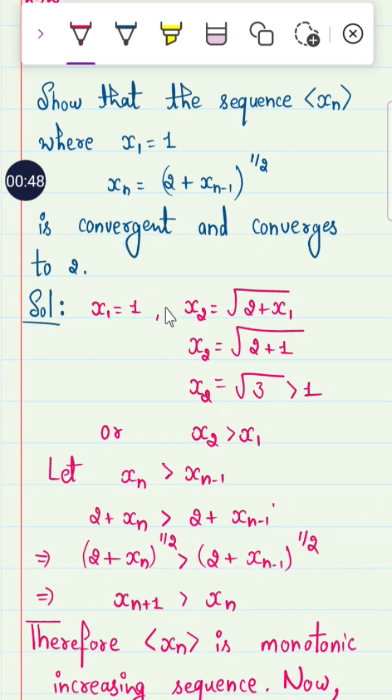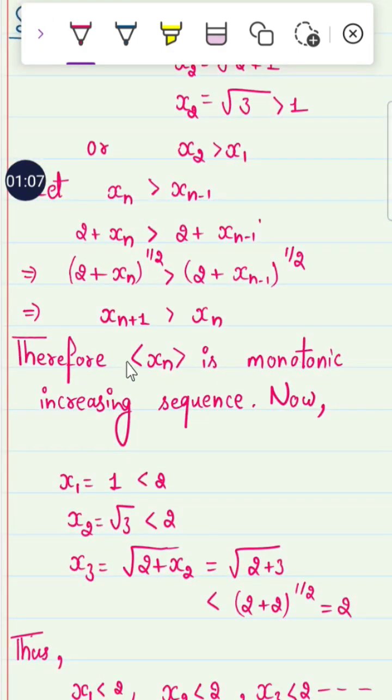Now let us take x1 is equal to 1, x2 is equal to root of 2 plus x1. Putting the x1 value, x2 is equal to root 3, which is greater than 1. This implies that x2 is greater than x1. Then let xn be greater than xn minus 1. This implies 2 plus xn is greater than 2 plus xn minus 1, and this gives xn plus 1 is greater than xn. Therefore xn is a monotonically increasing sequence, right?